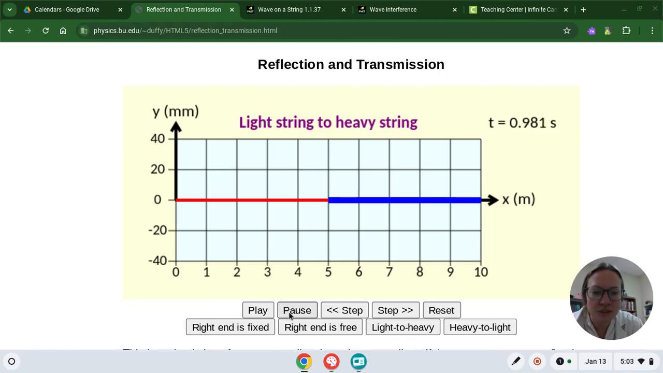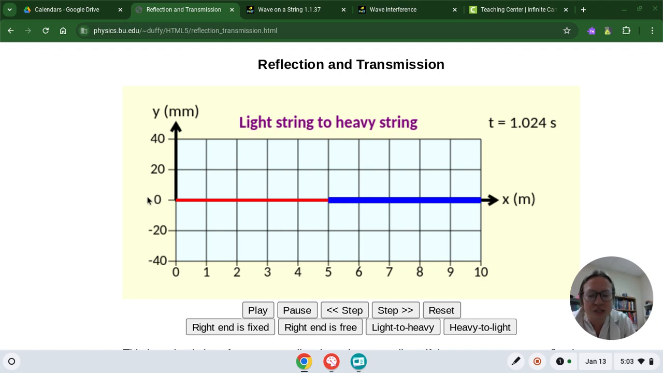Now there should be a few things that you notice here. First, did you notice that when this wave hit this new medium, when it went from the light string into the heavy string, right here, part of it went through into the heavy string, but part of it got reflected and was going back through the light string. So that's one thing that you should have noticed.